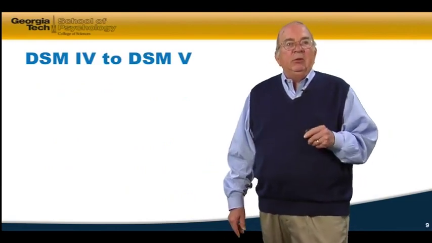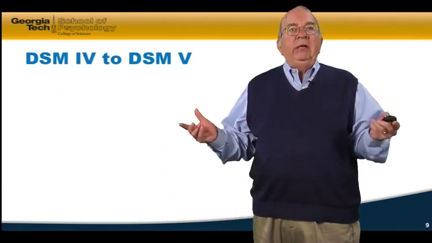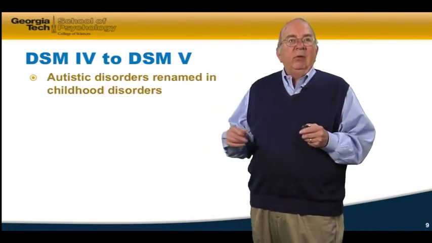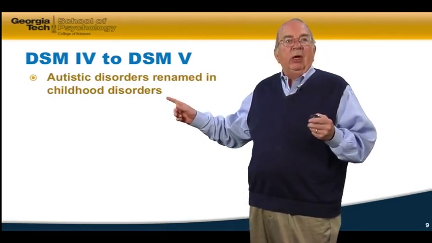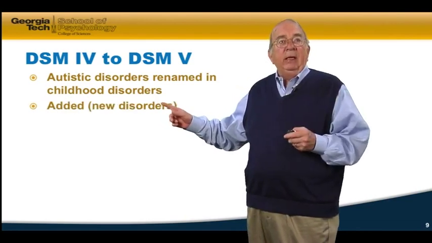Now, what are the changes between DSM-4 and DSM-5? Well, there are always changes in the categories of disorders that are listed in the DSM. For example, the autistic disorders were renamed and reshuffled in childhood disorders in DSM-5. We'll talk about that today.